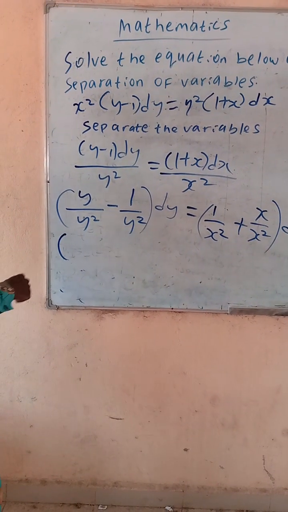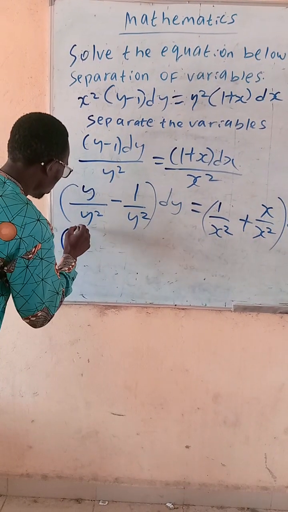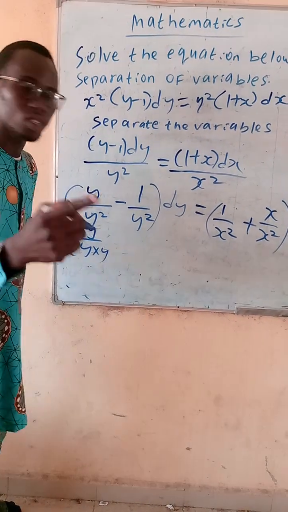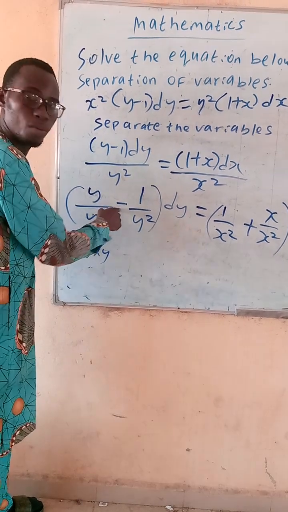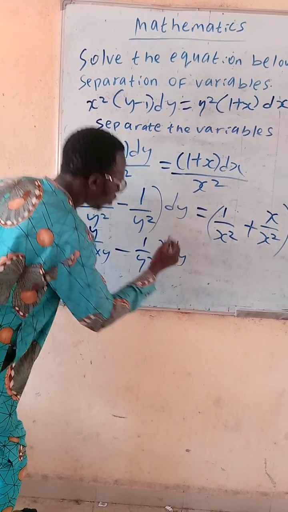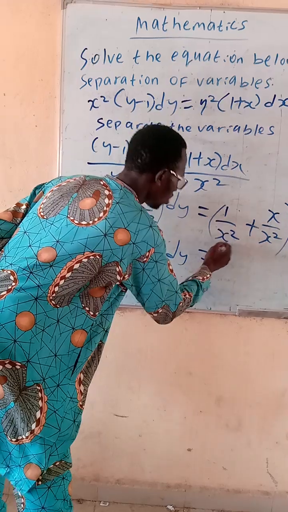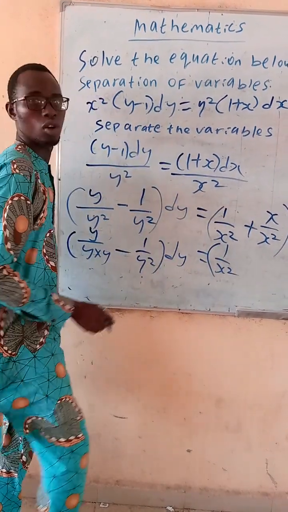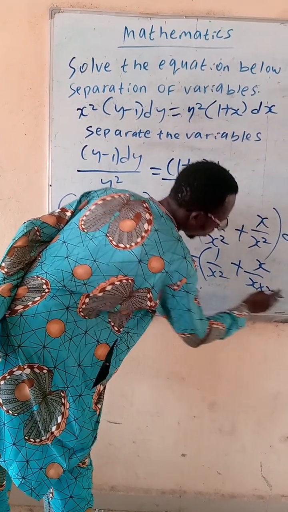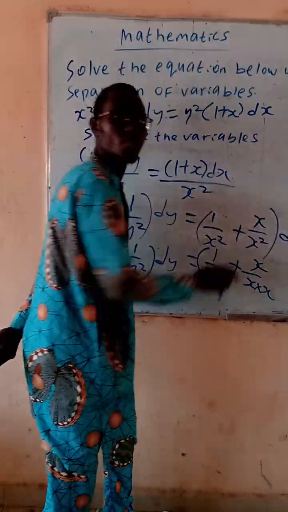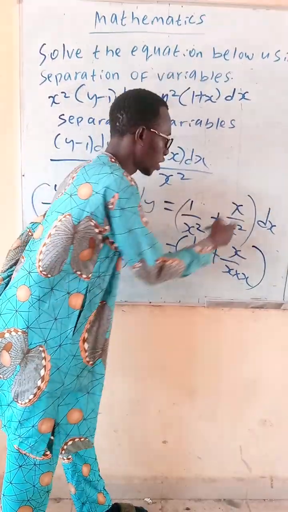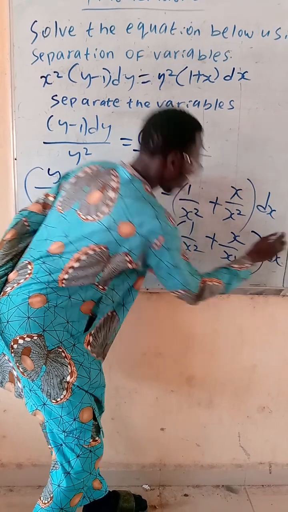The next thing to do is to cancel out what is common in both. Let me break it further. This one is the same thing as y all over y times y, because y squared is y multiplied by itself 2 times. We bring down the minus sign and 1 all over y squared. Equals 1 all over x squared plus x all over x times x, because x squared means x multiplied by itself 2 times. So we have done that now.